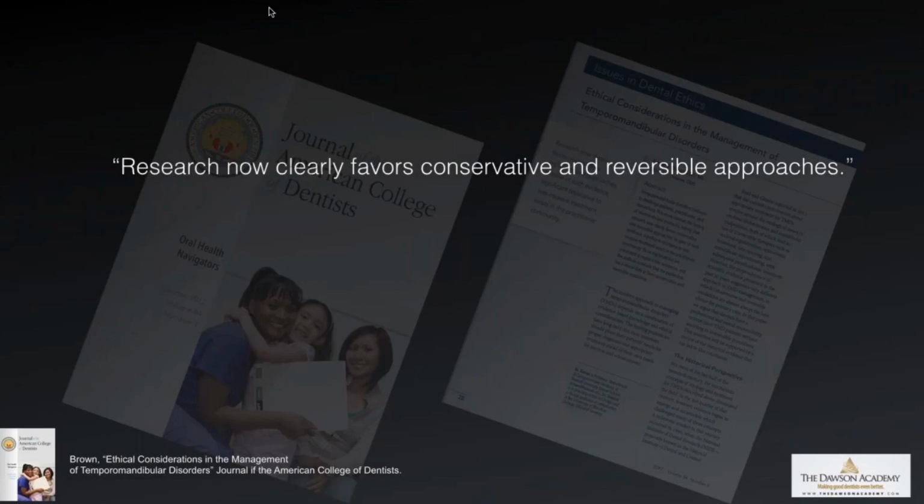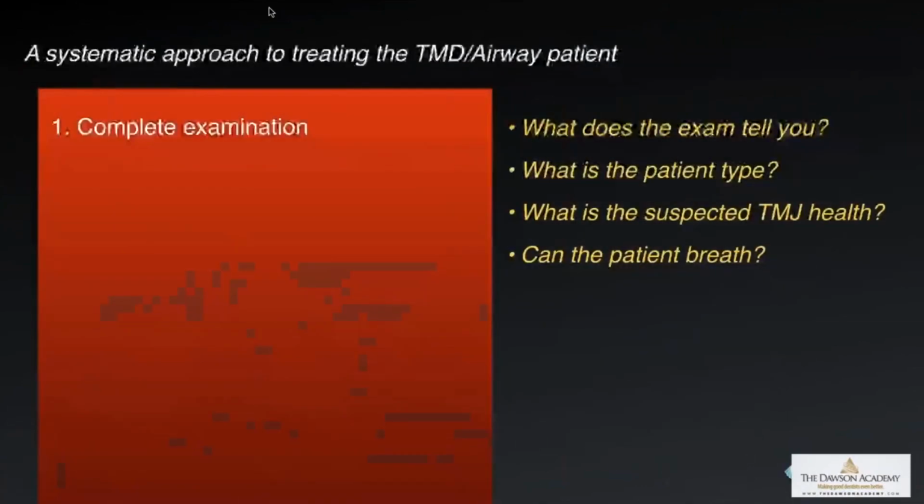If we need to restore, we need to do something, what is the reason for it, and what is our goal at the end? So here is the systematic approach, and I think this is the way we're going to approach every patient with potential TMD or airway. You've got to start with the complete examination. So four things we just talked about a minute ago. What does the exam tell you? What's the patient type? What's the suspected TMJ health?